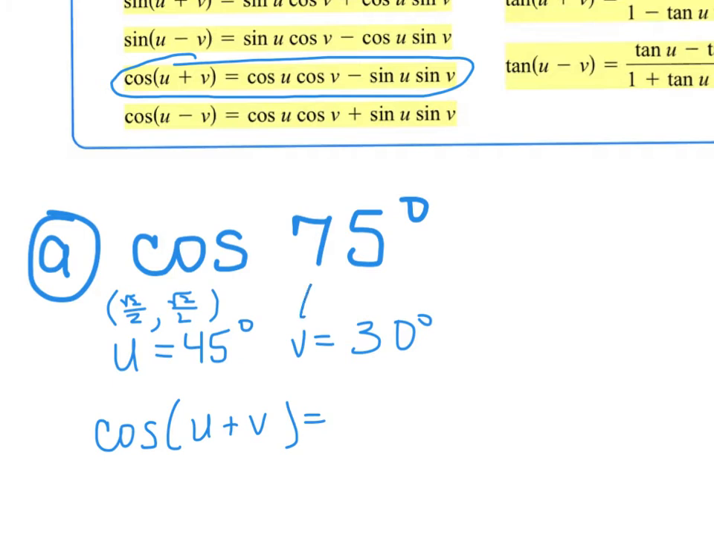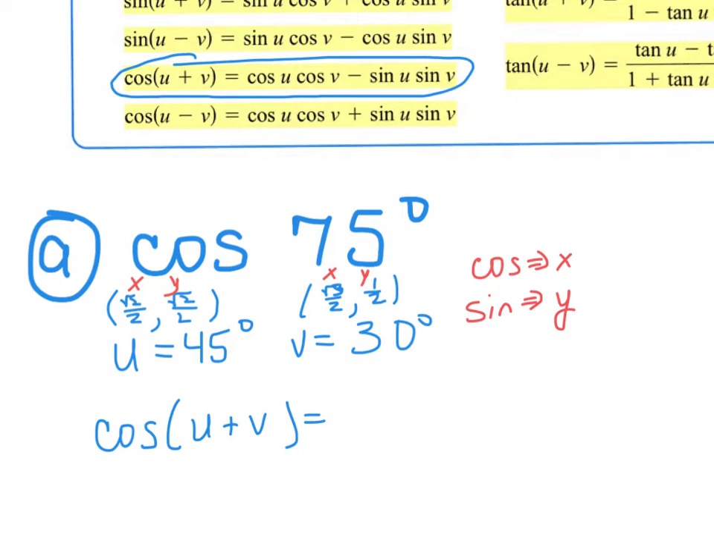Okay, so root 3 over 2 and 1/2. All right, and I'm going to label this as my x, this is my y, this is my x, this is my y. I'm going to remind myself that cosine is the x value, sine is the y value. Right, you guys good? I haven't done anything yet, I'm just talking.